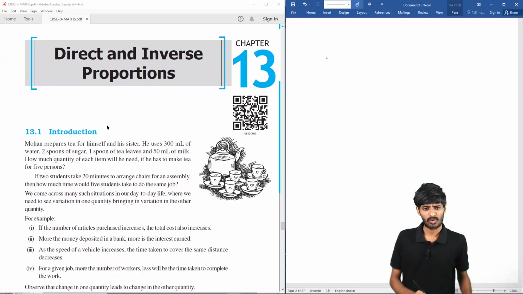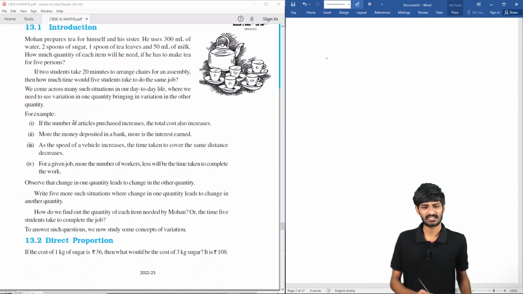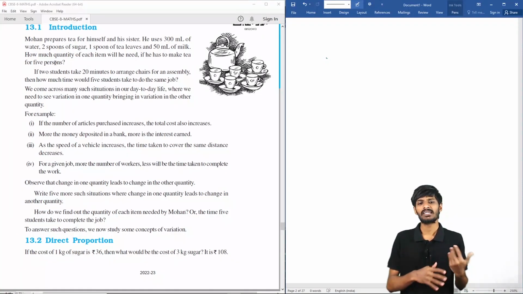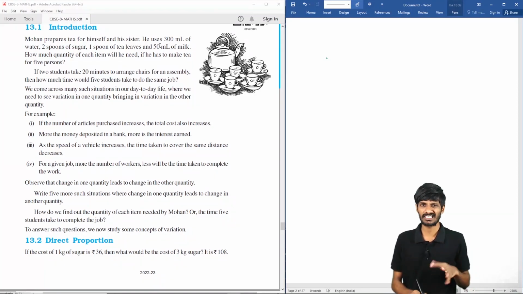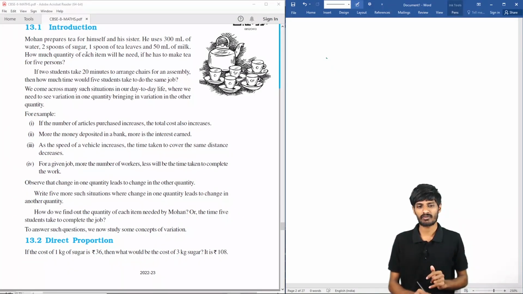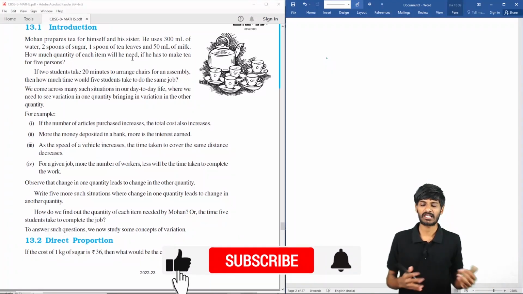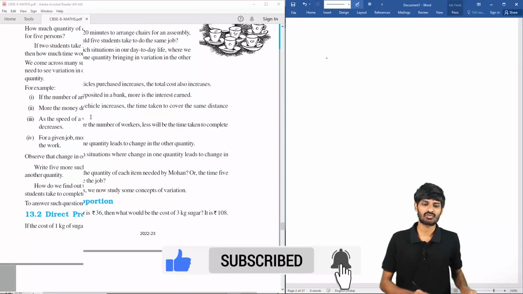So we are going to discuss the introduction part of this chapter. We'll see the overview of this chapter, students. The first is all about the introduction. There is Mohan, and he makes tea for two people. For that he uses 300 ml of water, 2 spoons of sugar, 1 spoon of tea leaves and 50 ml milk. Suppose he wants to make tea for 5 members. How much of all these ingredients does he have to use? Can you work it out? And situations like that.